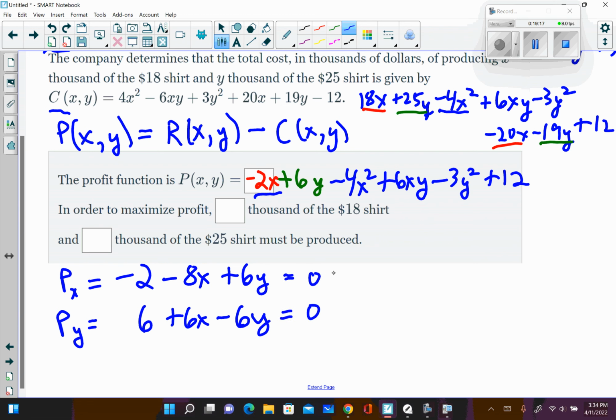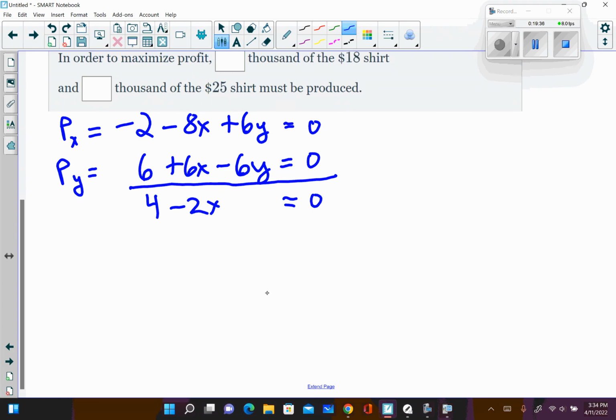It's something you should have learned in algebra, is you can add these equations like this. Negative 2 plus 6 is 4. Negative 8x and 6x is negative 2x. These y terms add up to 0. 6y and negative 6y is 0. And 0 plus 0 is 0. So if we subtract 4 from both sides, 0 minus 4 is negative 4. And we get x equals 2.